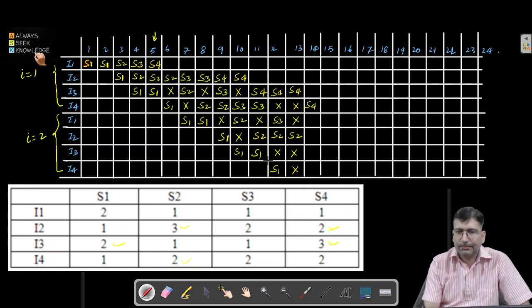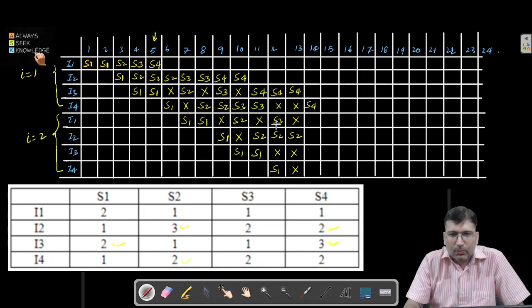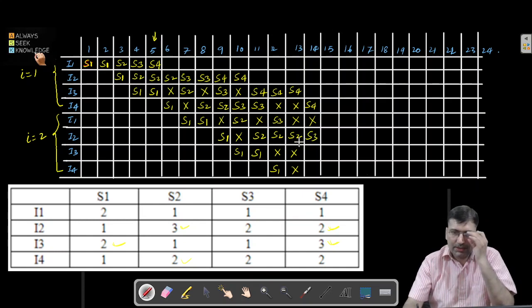Now it is in S4. And once this I4 has been shifted to S4, this I1 has been completed in S3, but it cannot move to S4, right? This I2 has been done with S2, so it can move to S3 here, okay, because the S3 assembly is available.